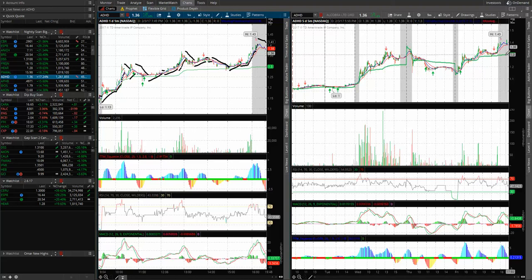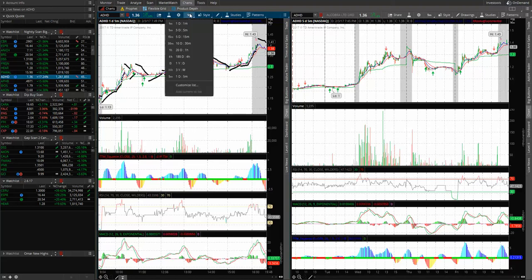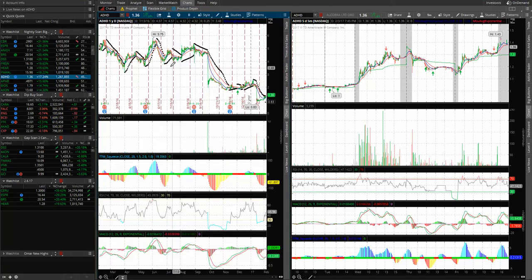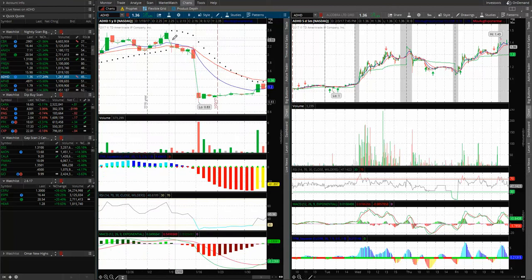VWAP is 1.29. You can see what it's done over the last year. The last year at the highest, it was $5. It's really low. It gapped down between 2.04, and it had some bad news. I don't know, it was some earnings news, and it was down to 83 cents. So it's slowly grinding up. This is a stock that doesn't have any resistance.